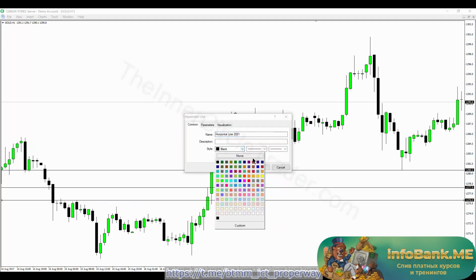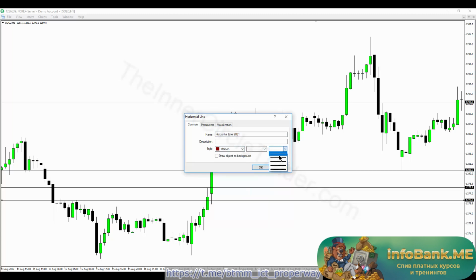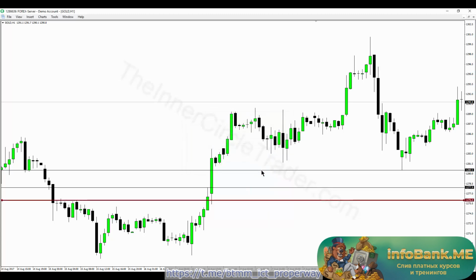So we're going to make this red and we're going to thicken it up a little bit. But not with that, we'll put it right here. So we identify a discount array we're trying to buy at, and we protect it with a stop below the next discount array, which is here. So our stop needs to be below 1276, and this whole candle, its low is a little bit below that. So in this instance, we have to go below it.